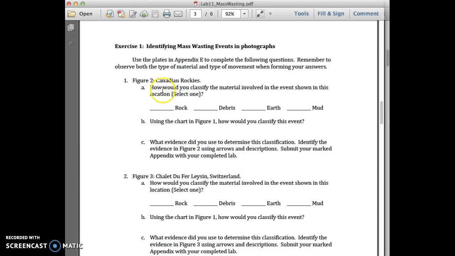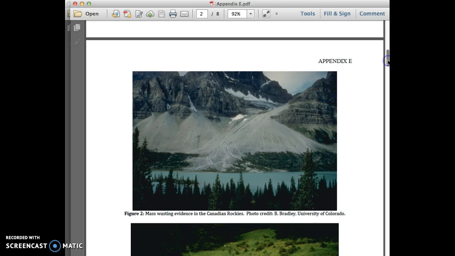So what you'll be doing is going through and trying to figure out how to classify the material, then what type of material is moving, then how we identify the event, using both the name of the material that moves and how it's moving, and then explain your evidence. I definitely encourage you to try to identify it on these pictures.